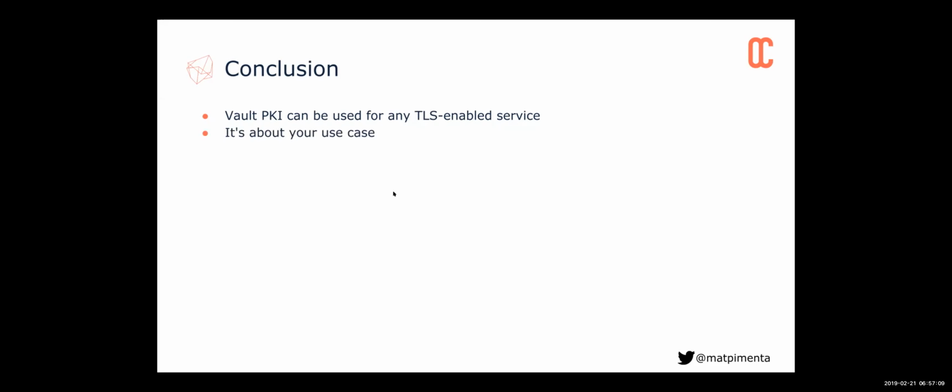But in the end, it's all about your use case. You might have different requirements, and that will lead to different PKI structures, or maybe you don't want to use a client certificate or mutual authentication. You can mix and match as well. You need to define what is best for your use case. But I think the most important thing is that Vault can help you a lot with that, and in our case that was really true.